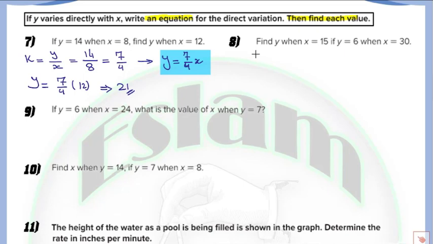In question number 8, we need to find the value of y when x equals 50, if y equals 6 when x equals 30. So that will be the given. From that, we can find the value of k.